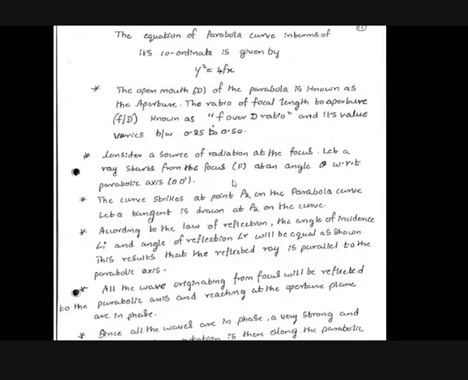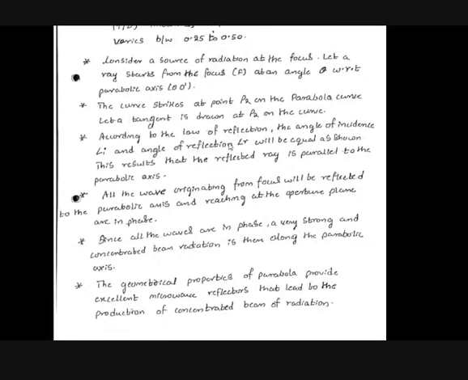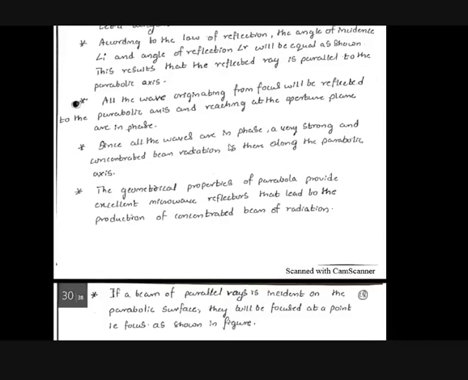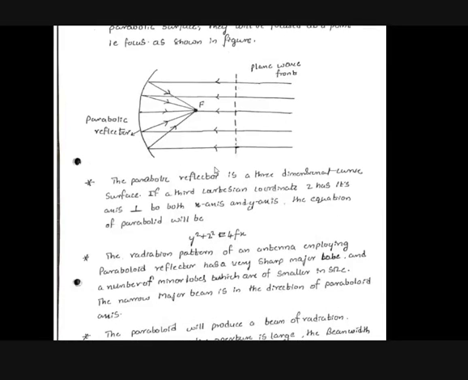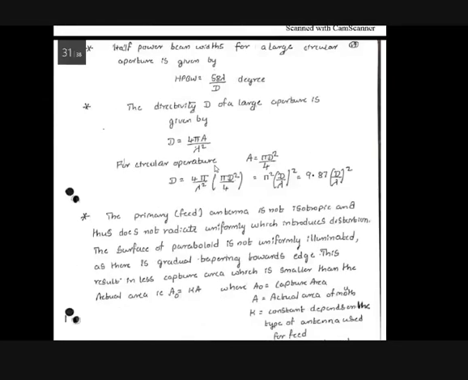Then the parameters are there. If we consider a source at the focal point, how exactly will the rays be reflected? If the angle of reflection is equal to the angle of incidence, the reflected rays are parallel to the parabolic axis. If they are all in phase, a strong radiation will be generated. With parallel rays incident on the parabolic surface, we get a major lobe along the parabolic axis. Then we find the beam width first null, half wave beam width, directivity, and the gain.